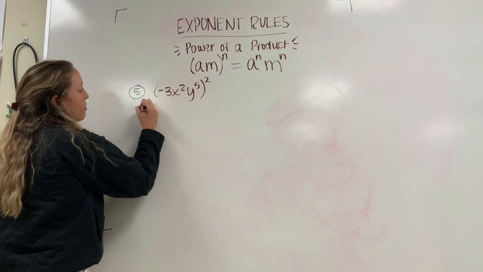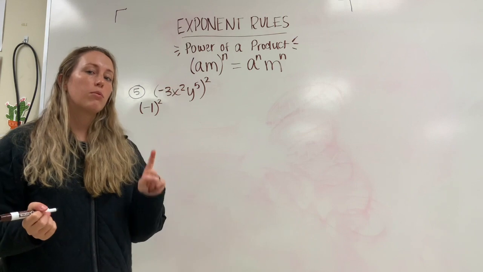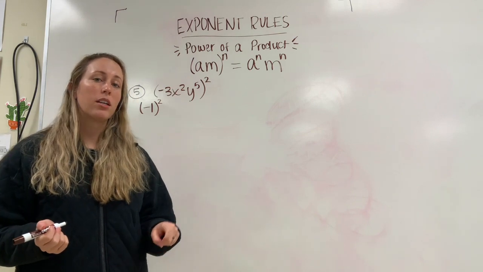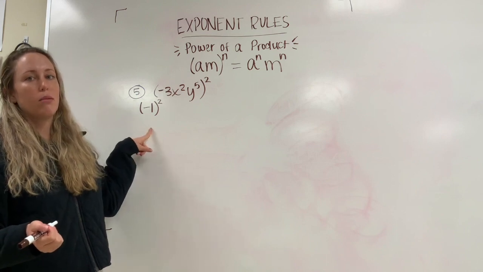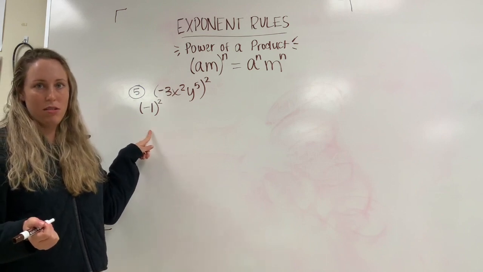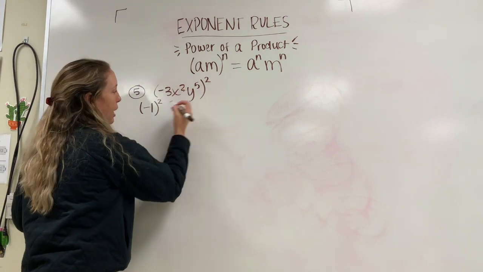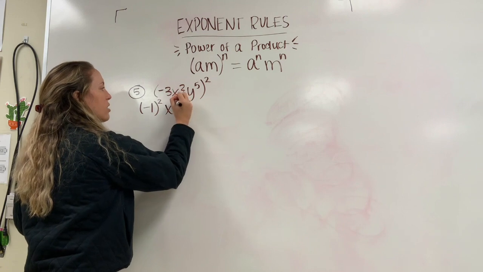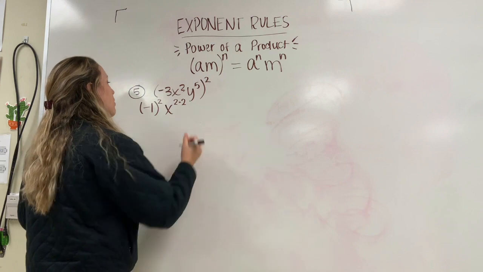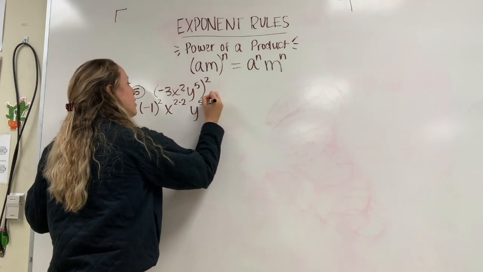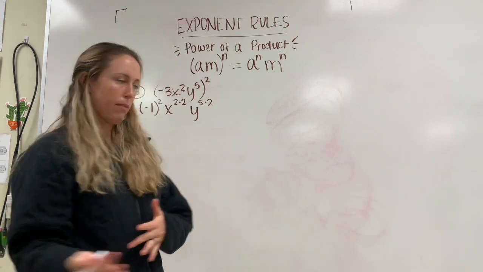So I'm going to have (-1) squared. Also, one thing I forgot to point out: when you have negatives and you're raising them to a power, always put parentheses. Always put parentheses. x squared raised to the 2nd power is going to give us x to the 2 times 2. I'm going to write it out this time. And we've got y to the 5 times 2. We multiply our exponents. When it's exponent to exponent, we multiply them.